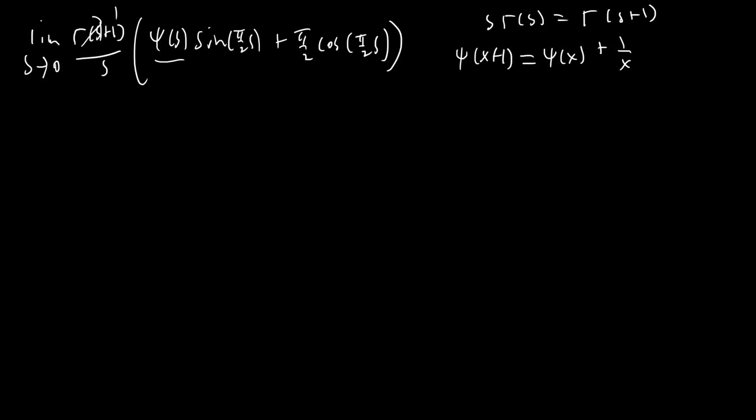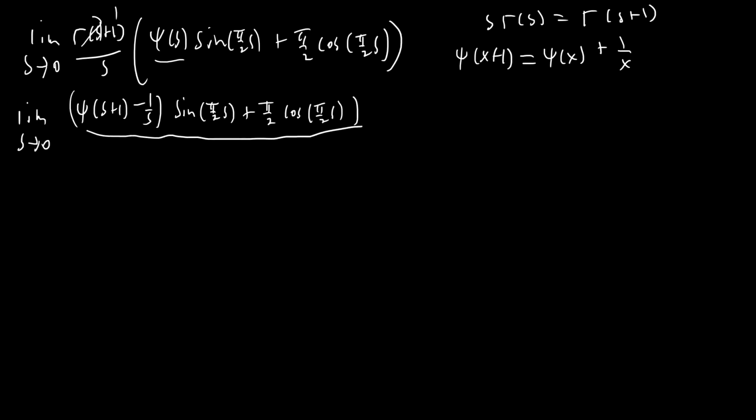So we're going to end up with the limit as s goes to 0 of digamma s plus 1 minus 1 over s times sine of pi over 2s plus pi over 2 cosine of pi over 2s, all over s. So we're going to go ahead and factor out this bit with the gamma function, and we're going to end up with the limit as s goes to 0 of digamma s plus 1 times sine of pi over 2s over s.